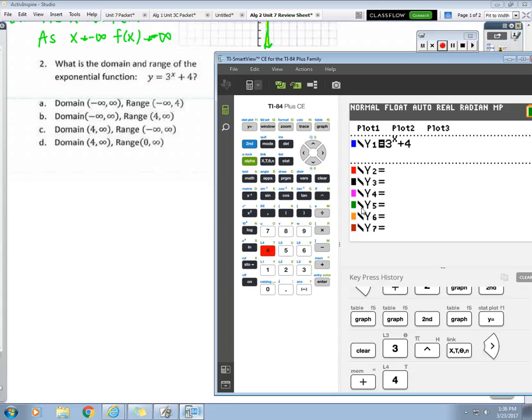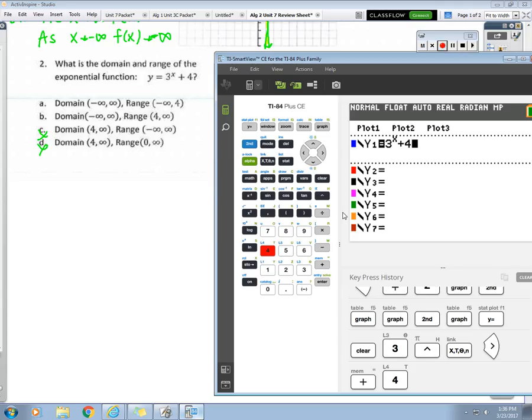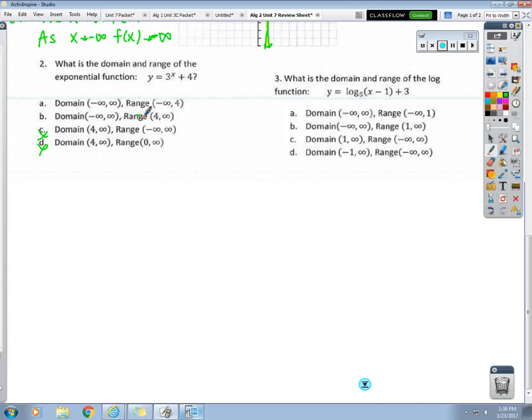Right. With exponential functions, your domain is always all real numbers. So it has to be A or B, so C and D are out. And then really, you don't even have to graph it to know the range if you know the rules. You would know that this moves the whole curve up 4 units, which would make everything go up from 4 to infinity. But if you don't know the rules that well, just look at the picture. Everything goes from 4 and then up forever. So that would be B.